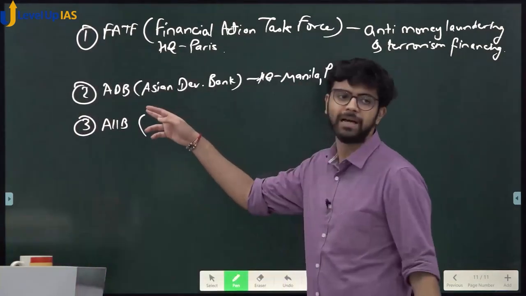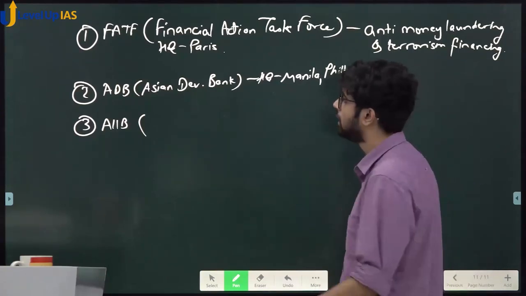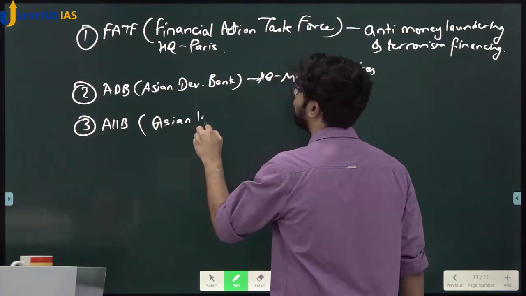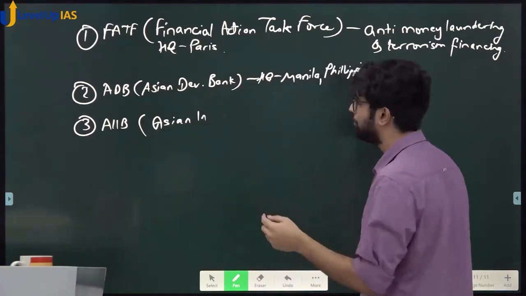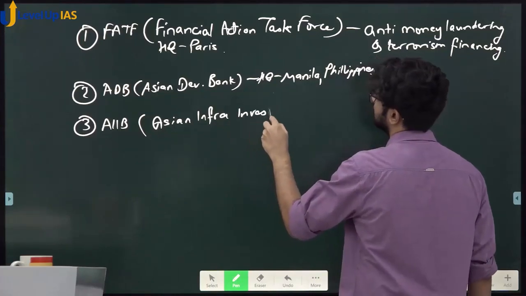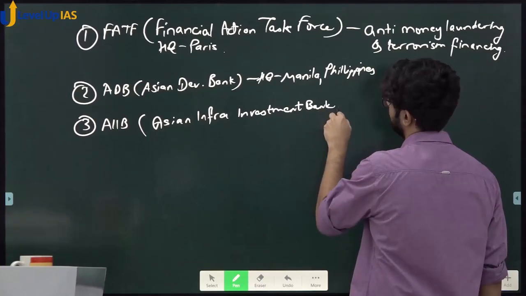Third, Asian Development Bank is a very old bank. AIIB has recently come, 10-15 years ago. Asian Infrastructure Investment Bank. Aise bahut hai, there are many ones. I am just telling the important ones. Asian Infrastructure Investment Bank, AIIB.